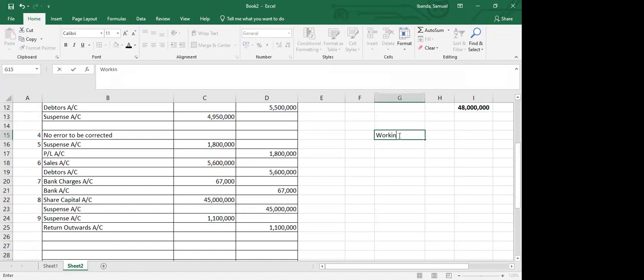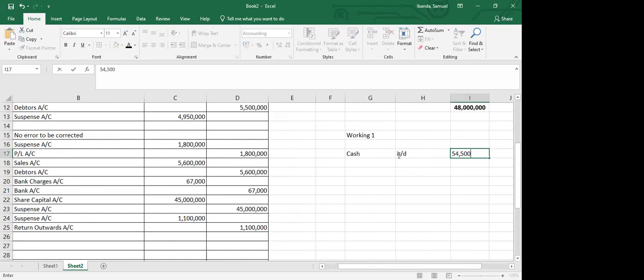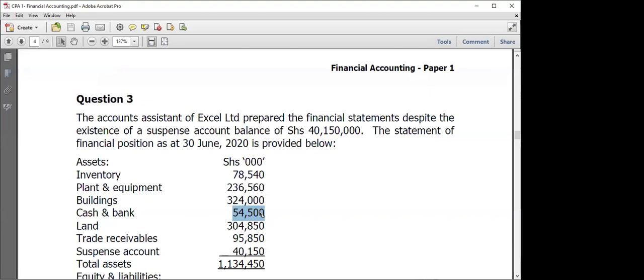You can have your working, maybe working 1. So if it is cash, I'm going to have my balance brought down from the statement of financial position. So what I've been given is 54,500. Just a moment, just to show you. I've tried to pick the value as per what they have given me in our question. The 500 is what we have before any kind of change.